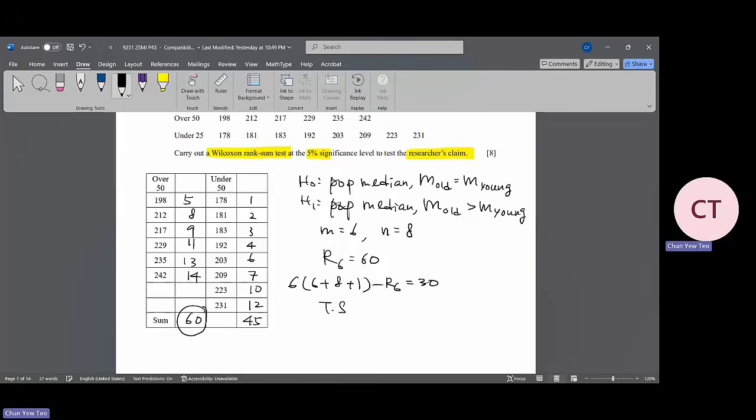Your test statistic is actually the minimum between 60 and 30, so obviously it is 30. Then we want to find a critical value. To find a critical value, we need the alpha. Alpha is 0.05. So over here, the critical value or tabular value, I write critical value is equal to 31 from the table.